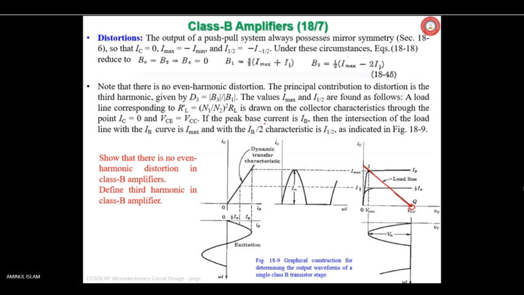If the peak base current is IB, then the intersection of the load line with IB gives the Imax here. And with IB by 2, I mean, if the maximum value is divided by 2, the characteristic I half is obtained here.